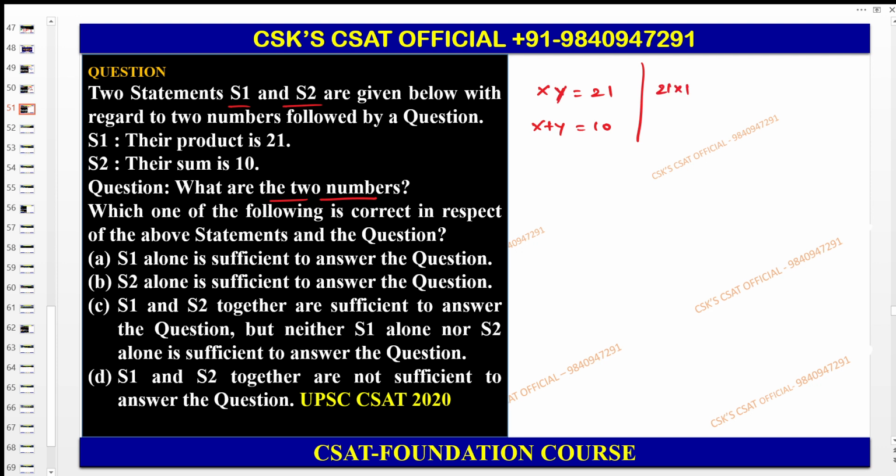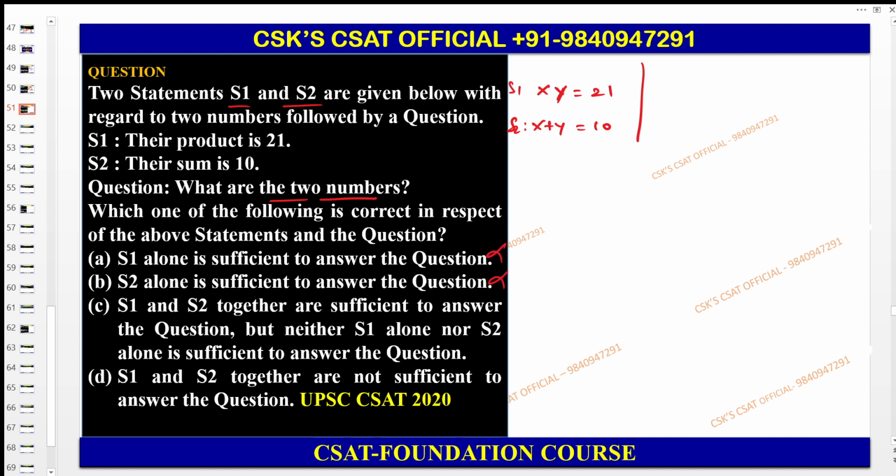The product of two numbers is 21: 21 into 1 is possible, 7 into 3 is also possible. You cannot say exactly what the two numbers are, so there are possibilities. We cannot say with statement number 1. With statement number 2 alone we also cannot say, since a sum of 10 means we can form anything: 5 plus 5 is 10, 4 plus 6 is also 10. So we can eliminate S1 and S2 individually.